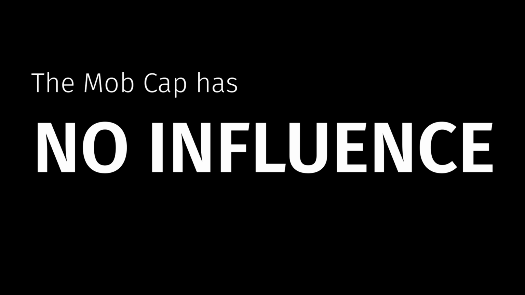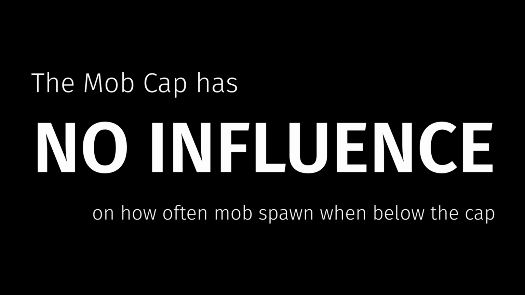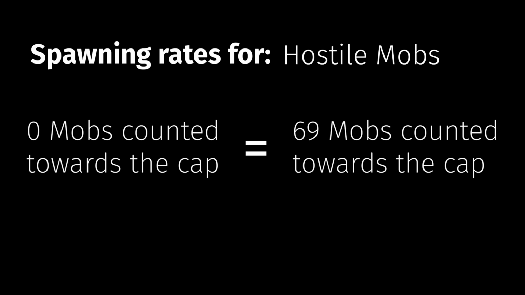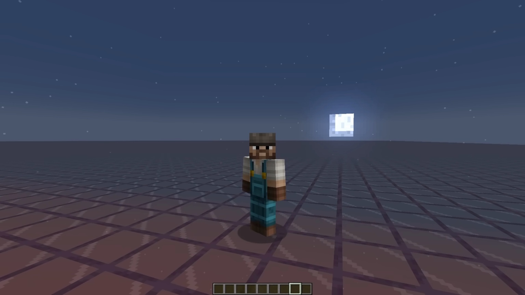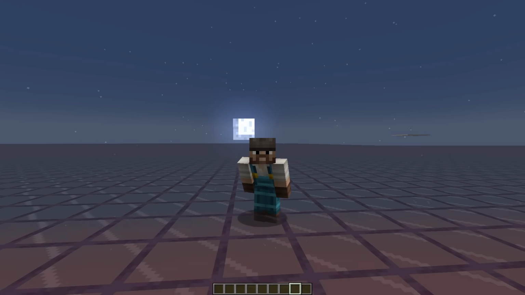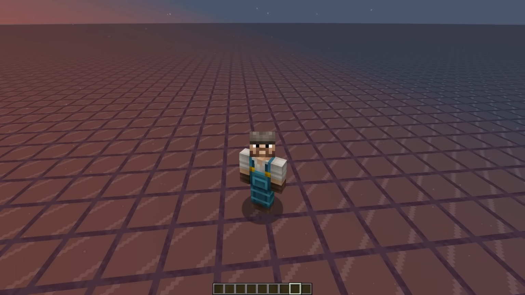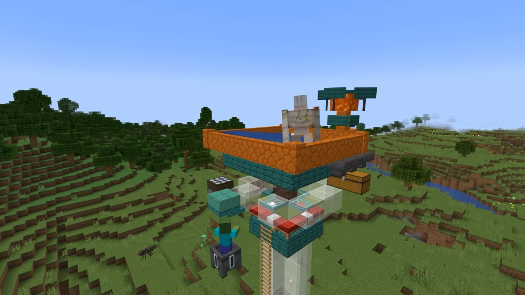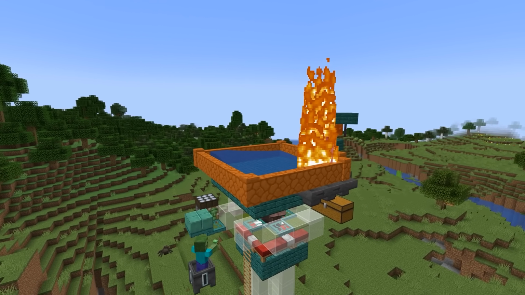The mob cap has no influence on how often mobs spawn when below the cap. The mob spawning rate with, for example, hostile mobs is the same when there are 0 mobs counted toward the cap, as if there are 69 mobs counted towards the cap, which is 1 less than the mob cap. So the difference between the actual mobs and the cap has no influence on the efficiency of the farm until you are exceeding the mob cap, then the efficiency will drop. What this means is that if you have a farm with a long time to kill, but the amount of mobs counted towards the cap never hits the cap, then decreasing the time to kill will not have any impact on the farm efficiency. Unlike with, say, iron farms, where the time to kill is inarguably the most important factor.